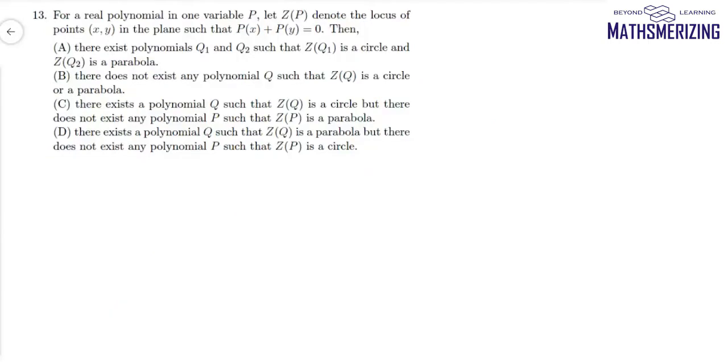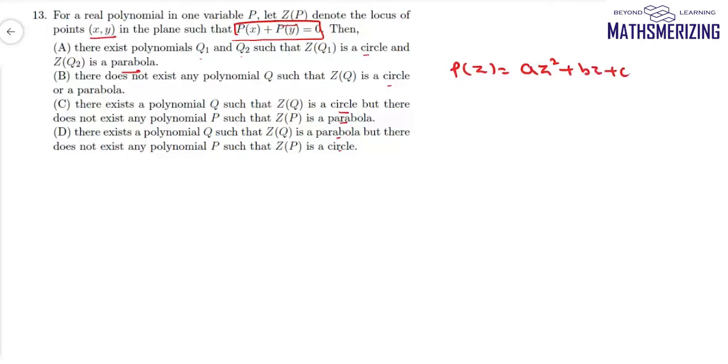Now it says, for a real polynomial in one variable P, let ZP denote the locus of points (x, y) in the plane such that P(x) plus P(y) is equal to 0. Then there exist polynomials Q1 and Q2 such that it is a circle and parabola, not a circle or parabola, or circle but not parabola, parabola but not circle. Since in all the 4 cases we are discussing parabola or circle, this polynomial should be a quadratic polynomial, that is az square plus bz plus c.